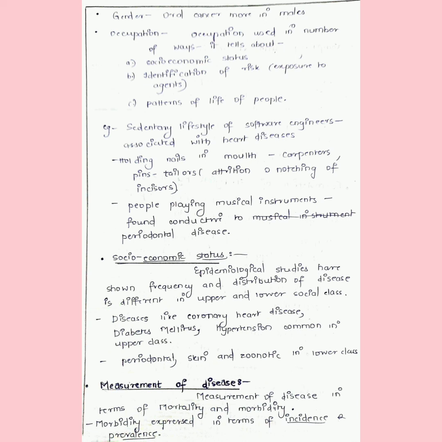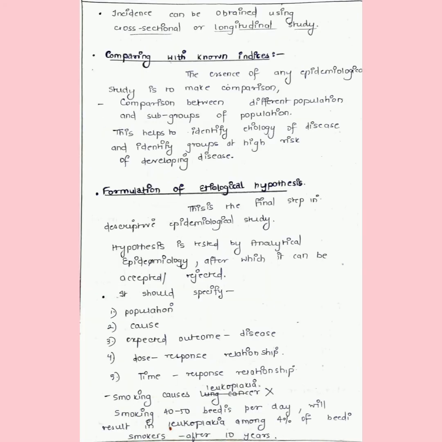Now comes the step, measurement of disease. We measure disease in terms of mortality and morbidity, also incidence and prevalence, that is done by cross-sectional and longitudinal studies. I also have a video on incidence and prevalence. Please do check that out. Then comparing with the known indices. The essence of any epidemiological study is to make comparison. We can make comparison between the same population or subgroup of population or different populations. This can tell about the etiology. If population A has been exposed to an agent and B has not been, it can tell about it. It can also tell about the population that is at higher risk of developing disease and why.